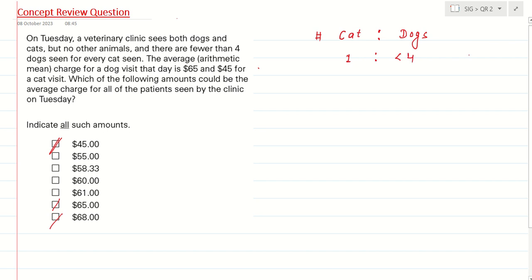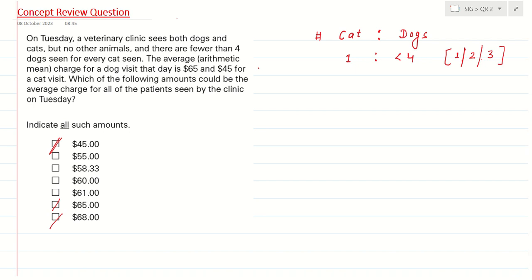Correct, no? What is the meaning of this? Which means one dog he can see, or 2 dogs, or 3 dogs. Keep in mind, once again I repeat, the question says there are fewer than 4 dogs seen for every cat seen. If one cat is seen by the doctor, whatever number of dogs can be seen, 1 or 2 or 3. Fewer than 4. Correct?